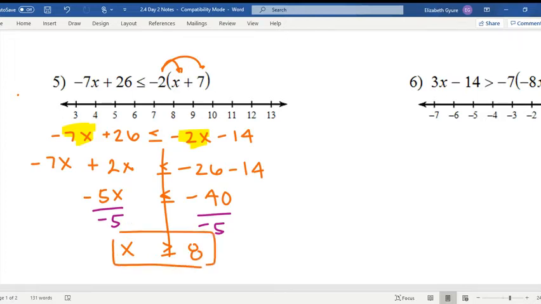Sometimes when I talk like that, I feel like an auctioneer. Yes. Like I'm selling something. I'm trying to sell you math.